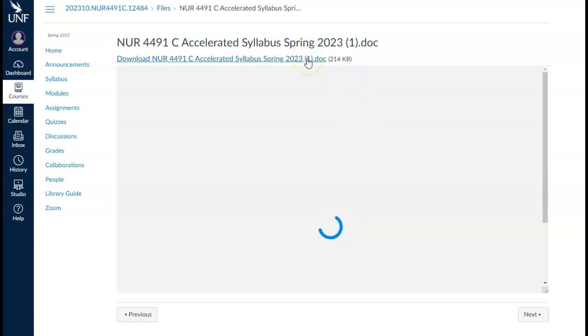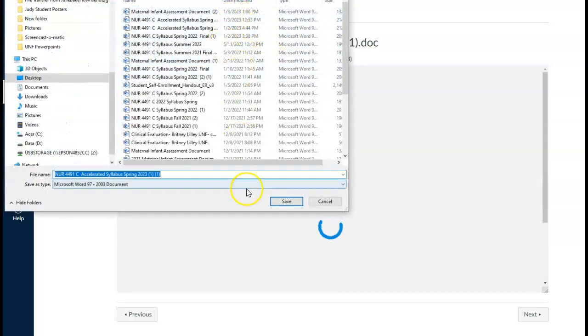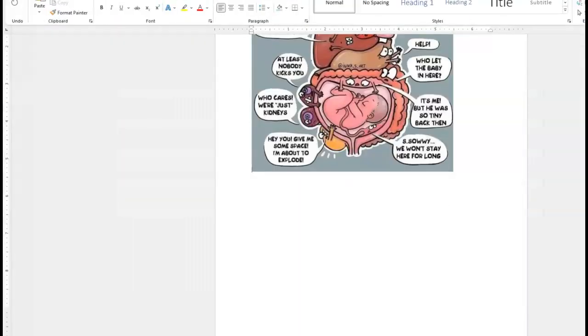Sorry, Canvas is a little slow today. Could pull it down though. Let me pull it down real quick. All right, let's look at it here.